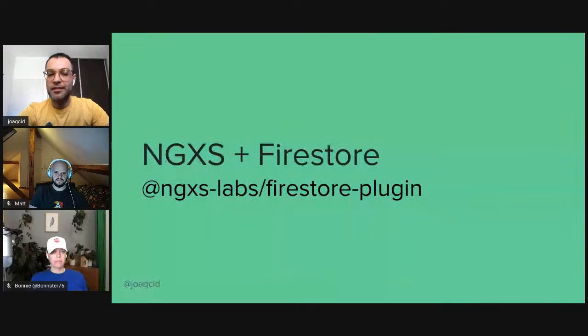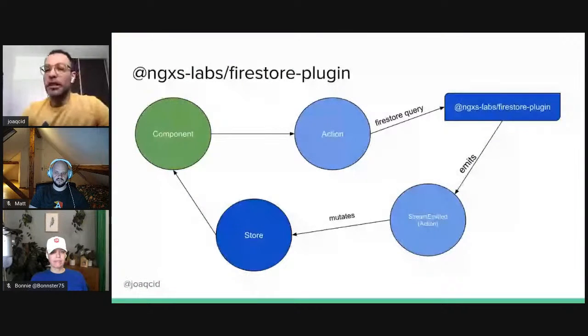Okay, so now let's take a look at how we can perform this same example, but now using the NGXS Firestore plugin. And we can see the advantages of using it. So here we have a diagram where we can see where the plugin fits in the NGXS library model. If we recall from the first slides, actions are dispatched from components. Actions then mutate data in the store, and components select data from the store and get updates as data changes.